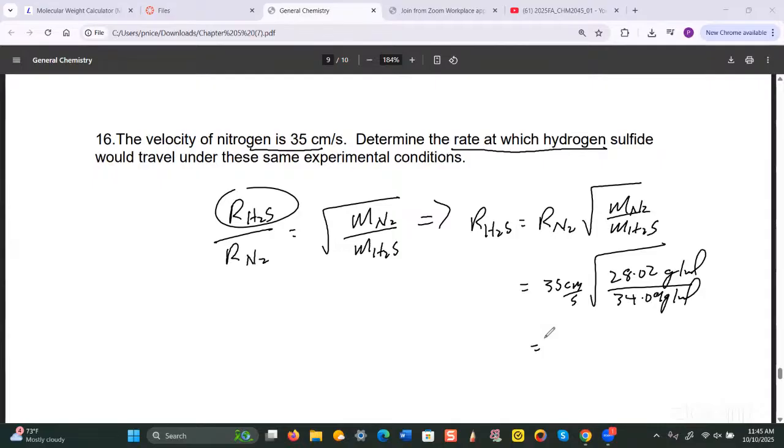And then we do the calculation. So 28.02 divided by 34.09, and then we find the square root, and then we multiply by 35. And according to my calculation, this works out to be equal to 32 centimeters per second. All right? And that's how we do that.